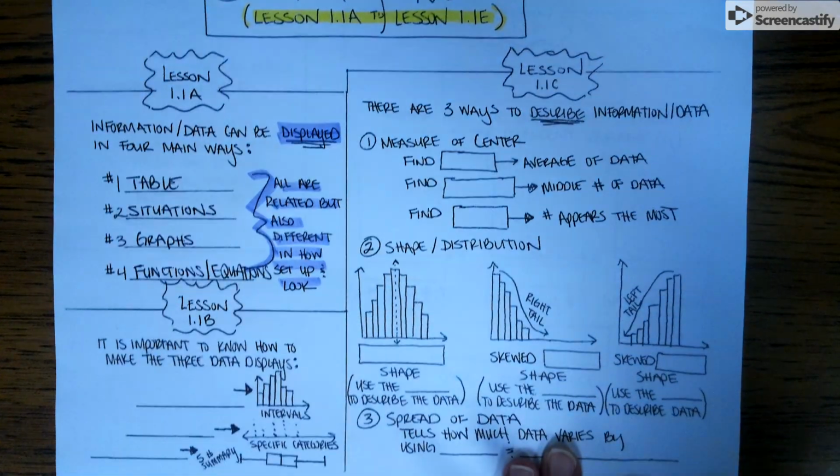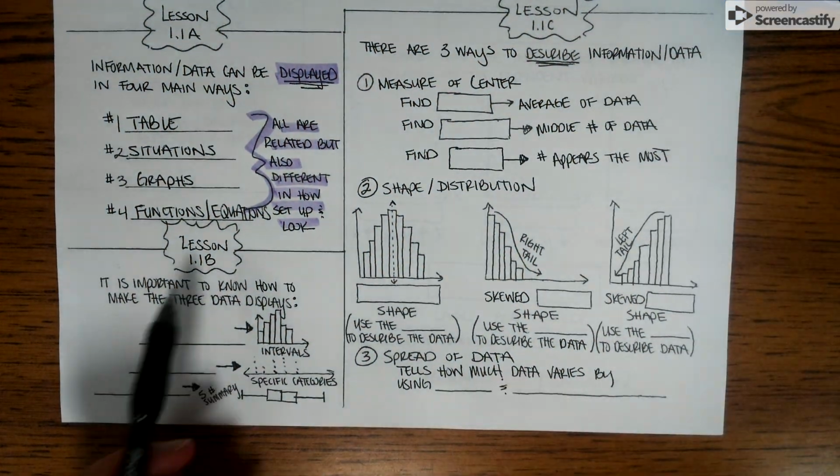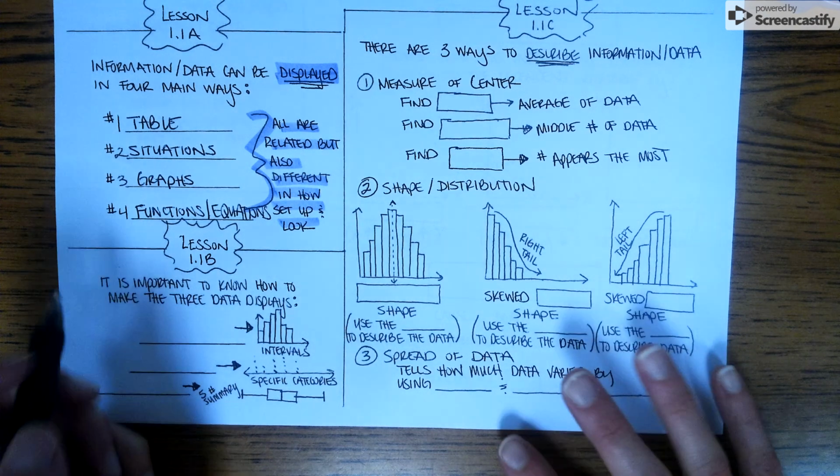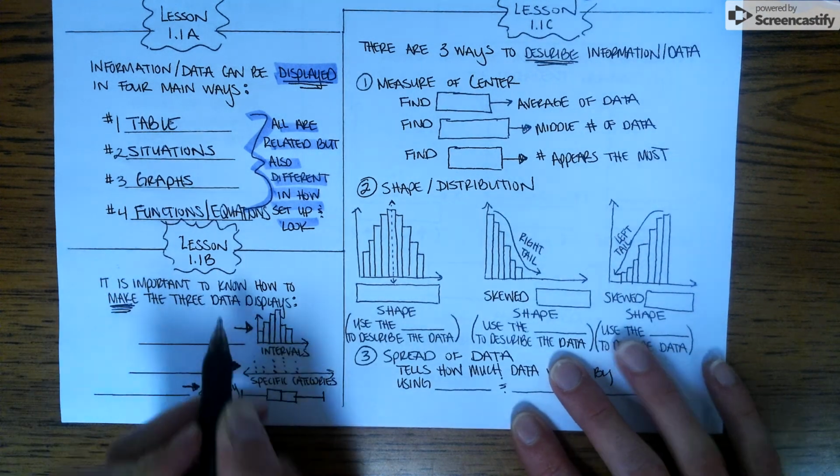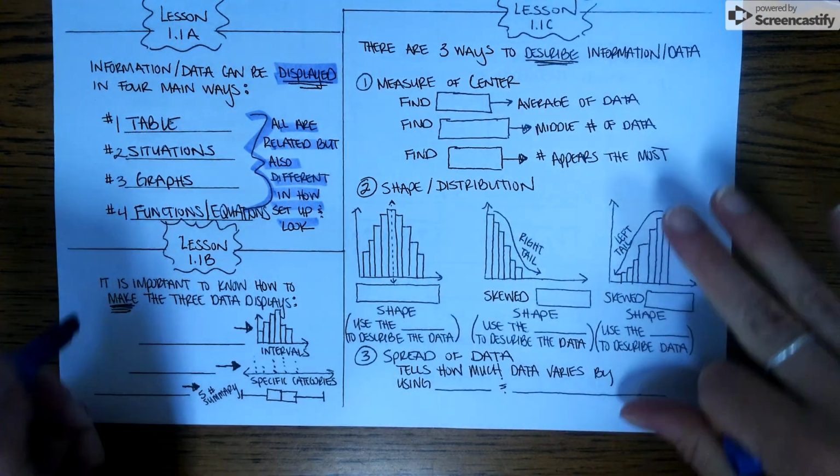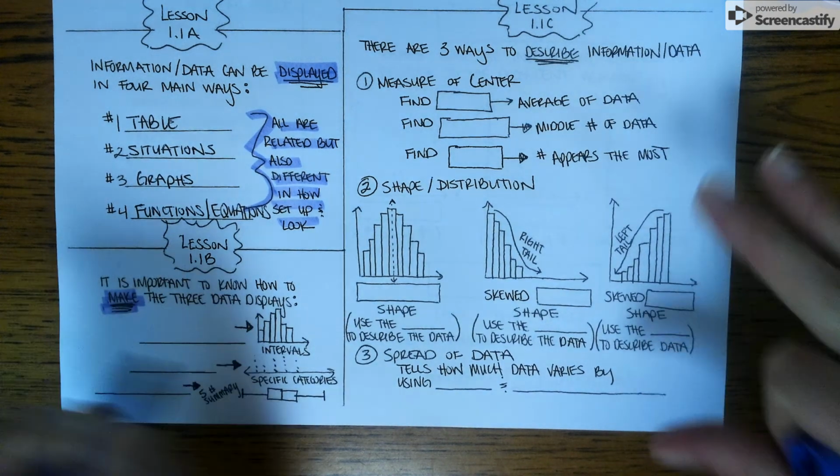So then moving on to lesson 1.1b. In 1.1b, the important thing to know is how to make 3 different types of data displays. So I'm going to grab my highlighter again and highlight the word make.